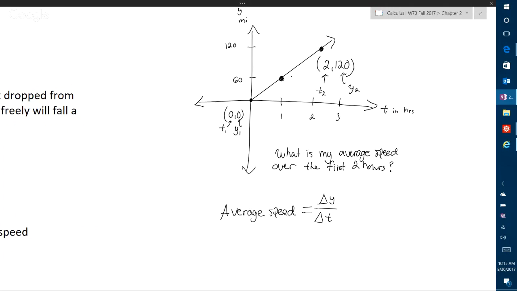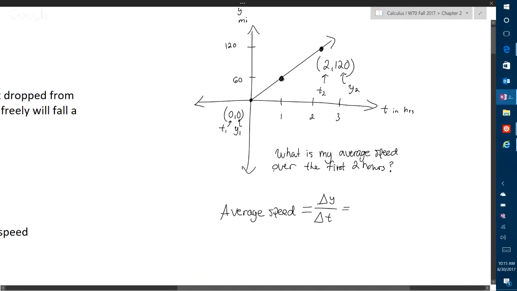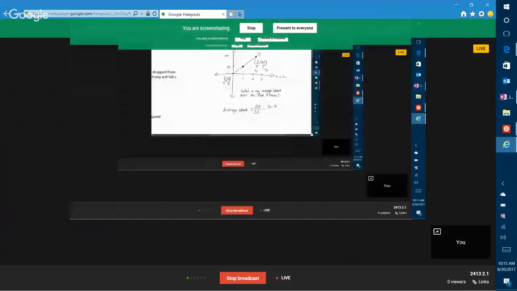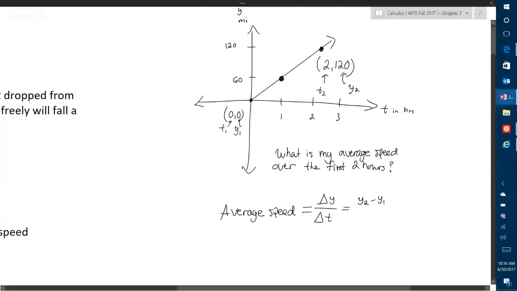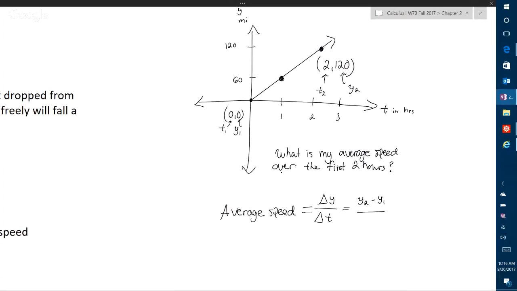All right, so to find the change in Y, we just have to take the difference of Y2 minus Y1, and T2 minus T1 on the bottom.